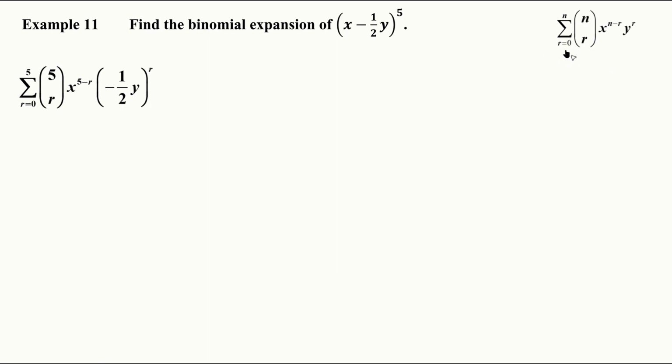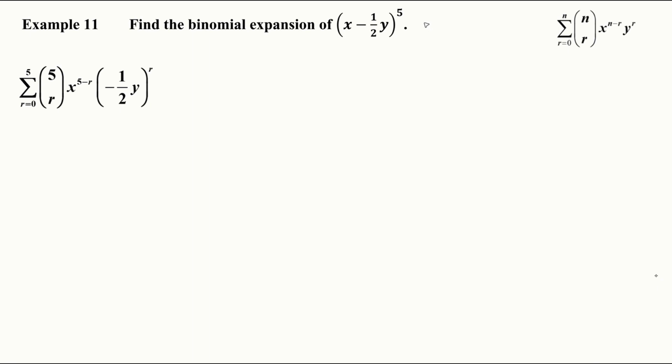However, we're going to modify it. So we're going to go from r equals 0 to n, which is 5. Instead of n choose r, we'll have 5 choose r. For x to the n minus r, the x remains x, so we get x to the 5 minus r. But instead of y to the r, we're going to use this expression because we can think of this as a sum.